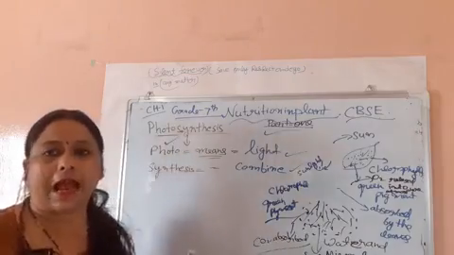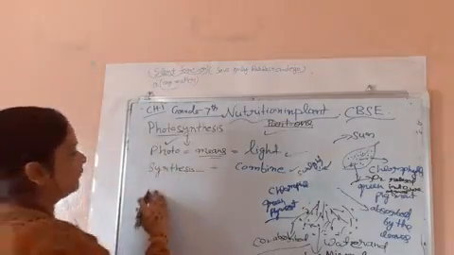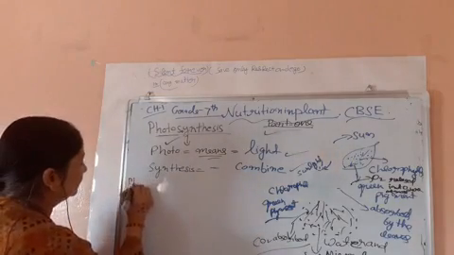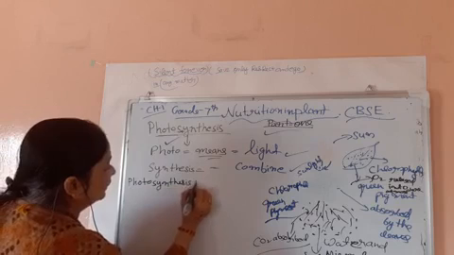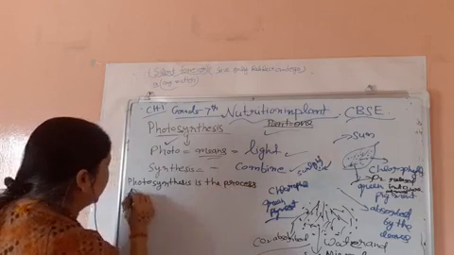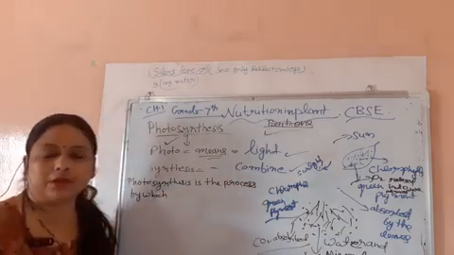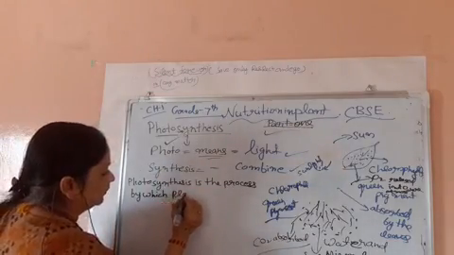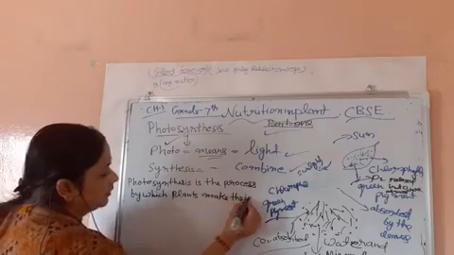This is very easy language used in this topic. So photo means light and synthesis means combine. So we have to write here: photosynthesis is the process by which plants make their own food. This is part 1.